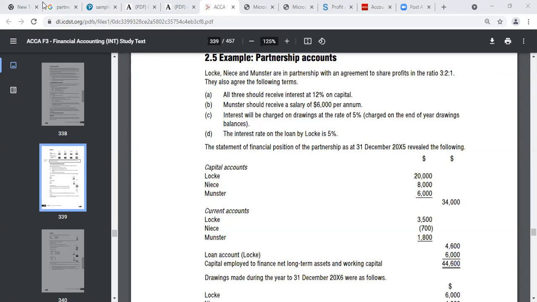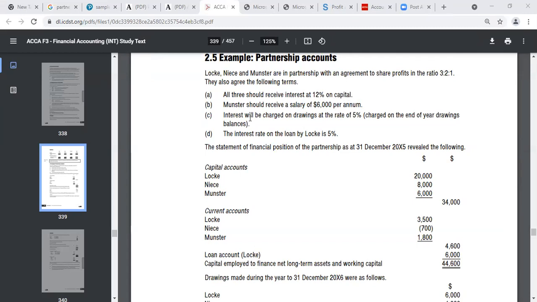So we have this question, and we have three partners: Loki, Nice, and Monster. They're in a partnership with an agreement to share profits in the ratio of 3 to 2 to 1. They also agree that all three should receive interest of 12% on their capital. Monster should receive a salary of 6,000. Maybe Monster is the active partner; usually the active partner receives this.